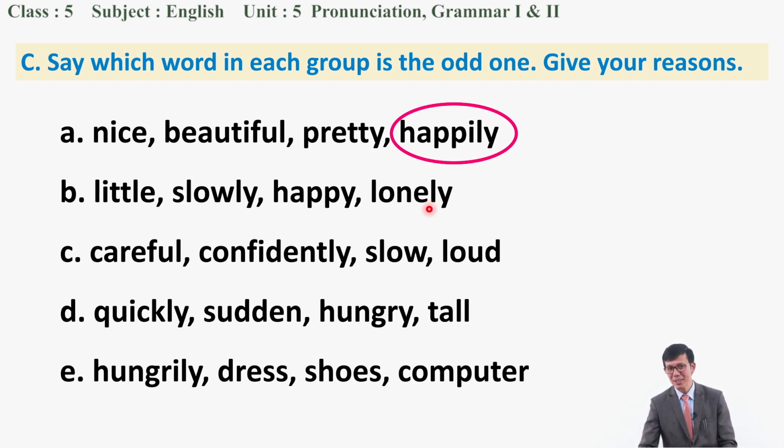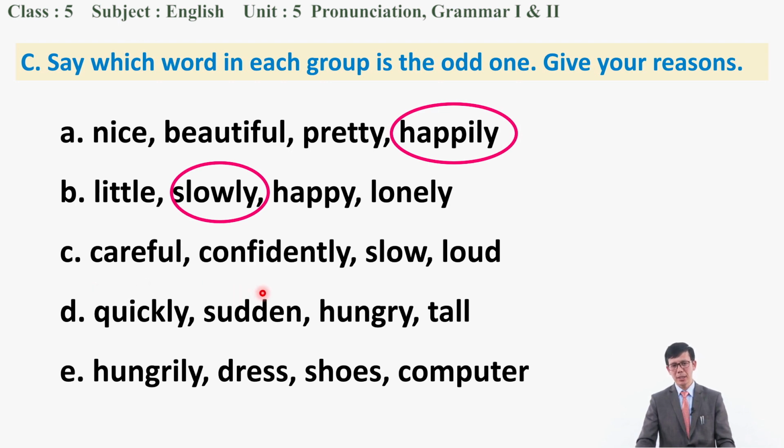That is an adjective. But slowly. He speaks slowly. He walks slowly. Look, this is an adverb. So then which one is the odd one? Very good. Slowly is the odd one. Now you can do the others.